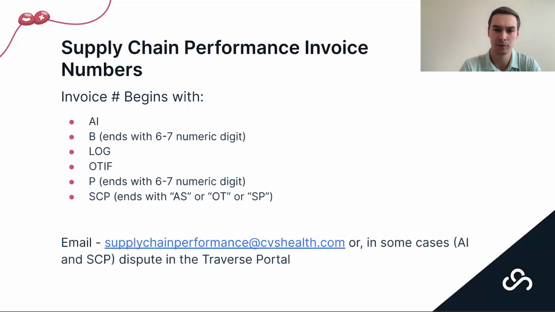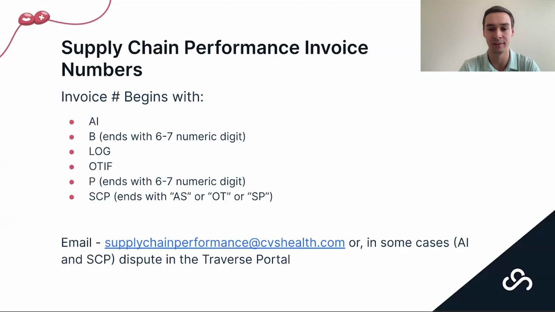As for supply chain performance, this is what we said was the compliance program. And so these would be invoices beginning with anything you see here below. More commonly, what people would be familiar with is anything that begins with that SCP at the bottom and ends with the AS, OT, or SP. The AS stands for some type of ASN related charge. OT is a general term for on time and in full, so that includes the full bucket of OTIF. And then the SP is for small parcel shipments. So keep that in mind when you're looking at those charges.